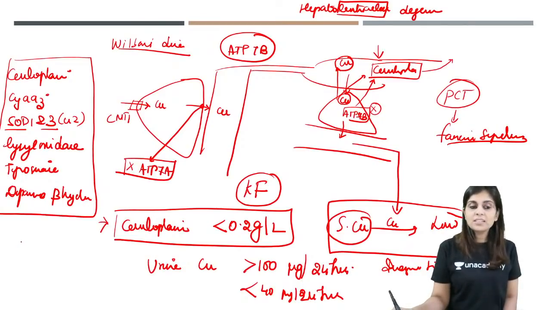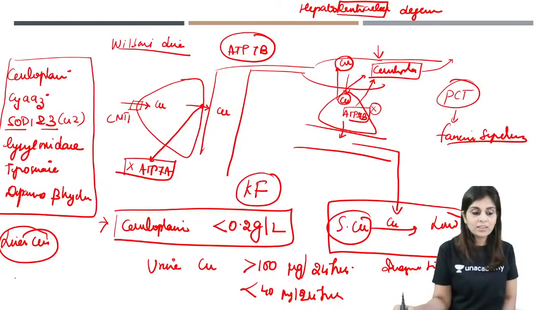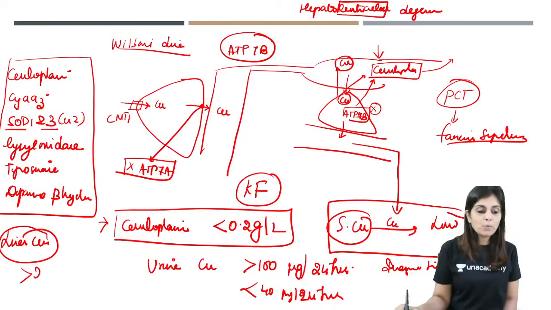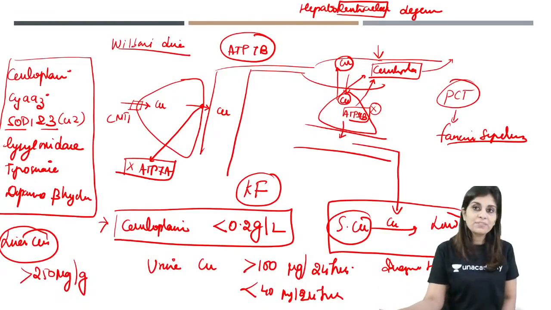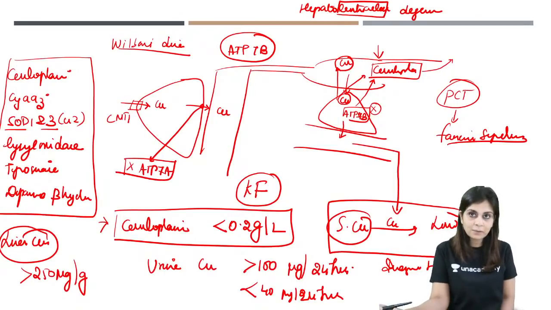And the best diagnostic criterion for Wilson's disease is liver copper. Liver biopsy and then estimating copper level. If liver copper is more than 250 microgram per gram of tissue, that is diagnostic. That's the gold standard for diagnosis of Wilson's disease.